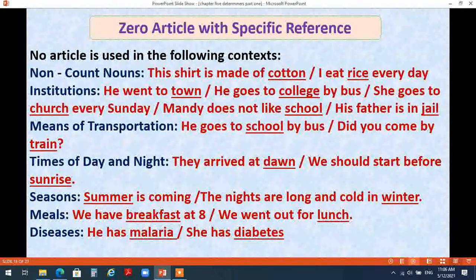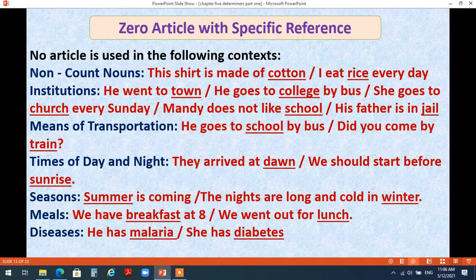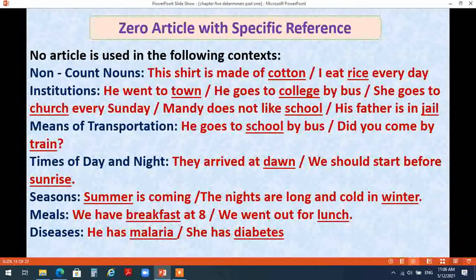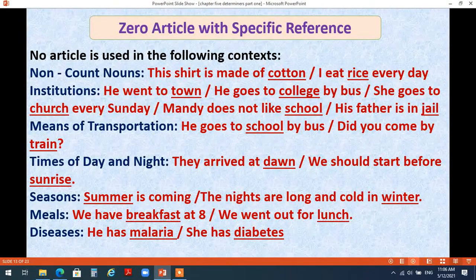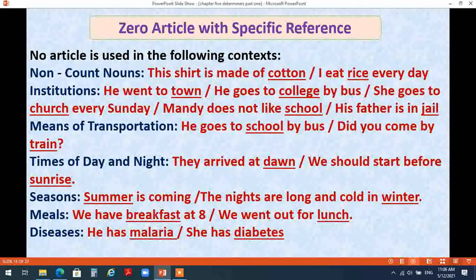When you have a mention of seasons. For example, summer is coming, so we have used summer with a zero article. The nights are long and cold in winter. Again, here we have used winter without any article. When there is a mention of meals. For example, we have breakfast at 8. We went out for lunch. Or when there is a mention of diseases. He has malaria. She has diabetes. So there is no need to use any article in this context.